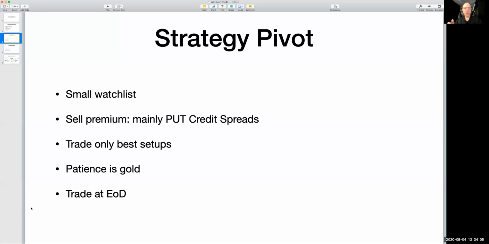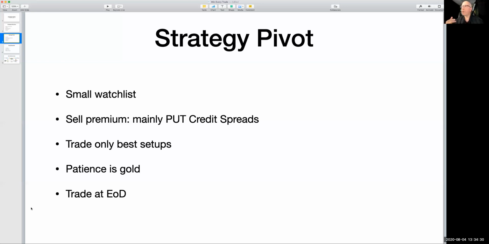All right? So the other thing is, well, is this strategy scalable? Yes, it is. It most certainly is. And it doesn't matter if you start with a 10,000 or even a 2,000. I think below a 2,000 would be undoable, only because you need at least 2,000 with most brokers to get margin, and we need margin in order to sell premium.